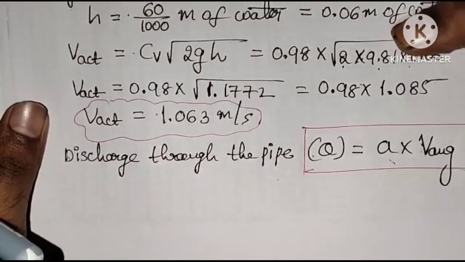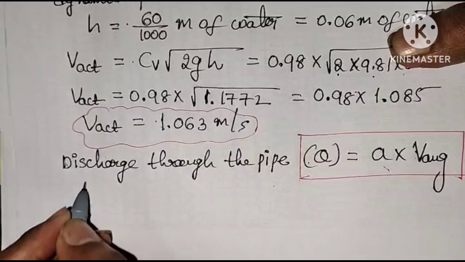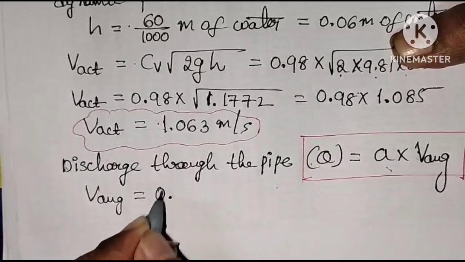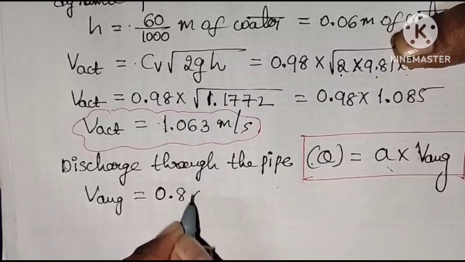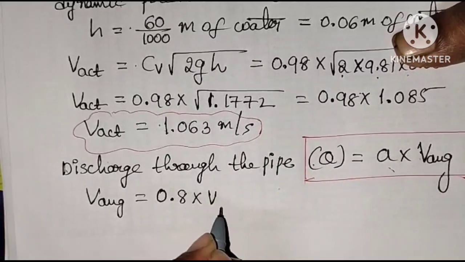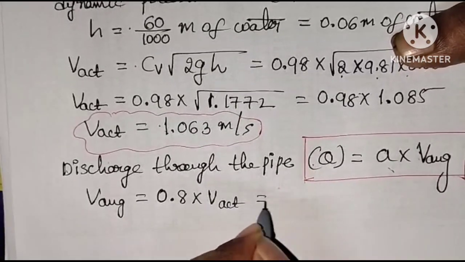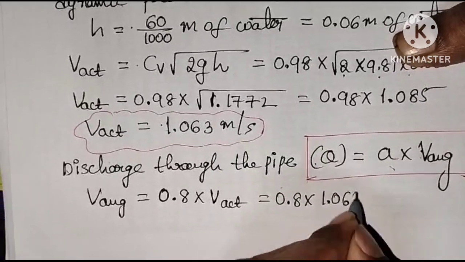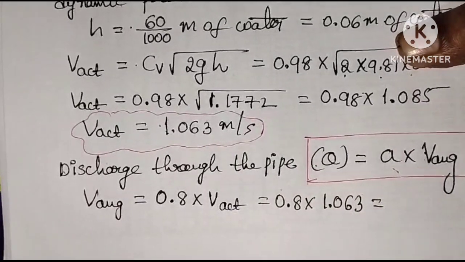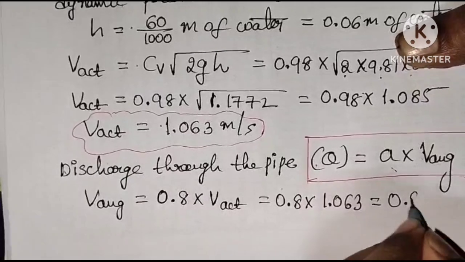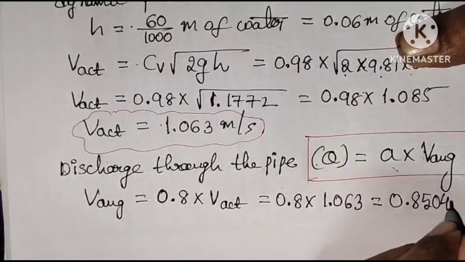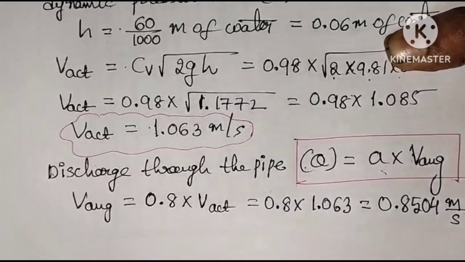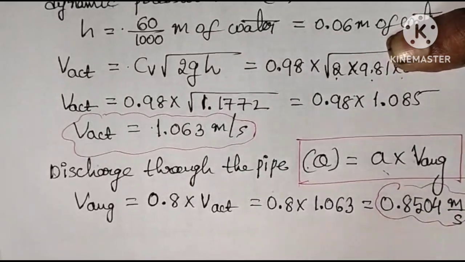So how do we get the average velocity from the actual velocity? We know that the average velocity is 80% of the actual velocity. So 0.8 into V actual, that is 0.8 into 1.063. If you multiply, you will get 0.8504 meter per second. So this is the average velocity of the pipe.